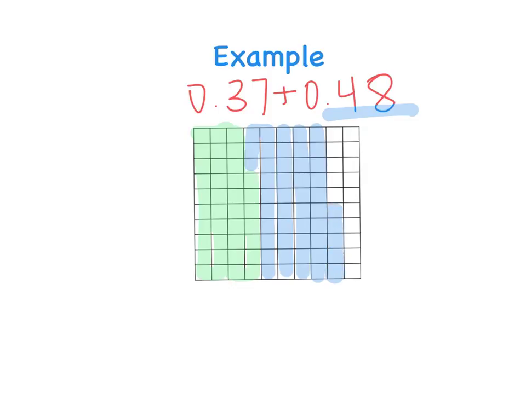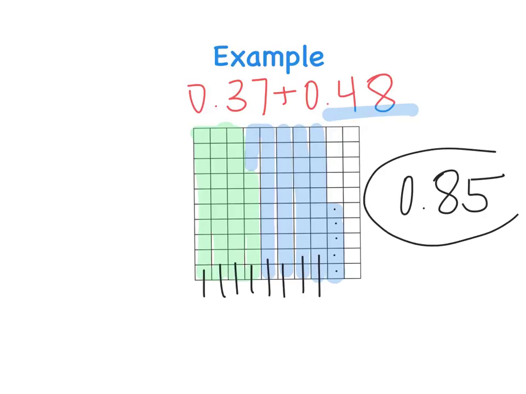Last step is for us to see how much we shaded in all to find our sum. So 10, 20, 30, 40, 50, 60, 70, 80 hundredths, or 8 tenths, plus 1, 2, 3, 4, 5. So my final answer is 85 hundredths.